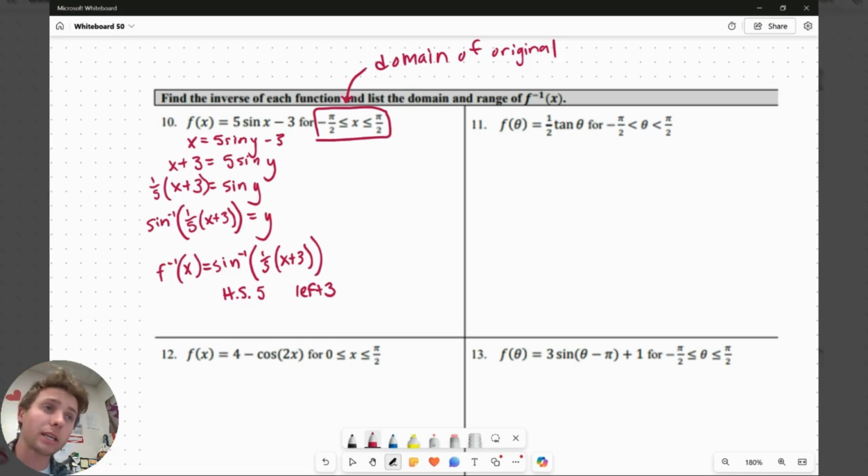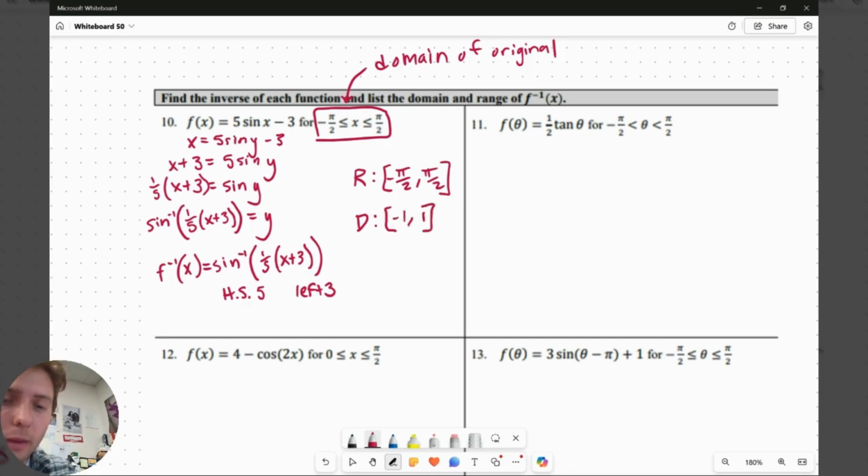Well, realize we were given the domain of the original. If I know the domain of the original, that means we know the range of the inverse. So the range of the inverse must be negative pi halves to pi halves. Well, the domain, if we think back to the beginning of the video, whenever we talk about sine inverse, the domain we said was restricted to -1, 1.